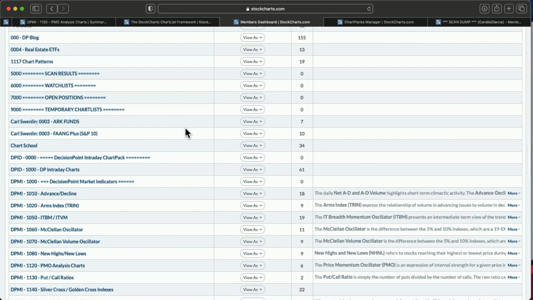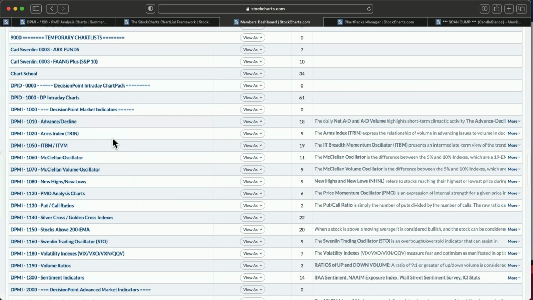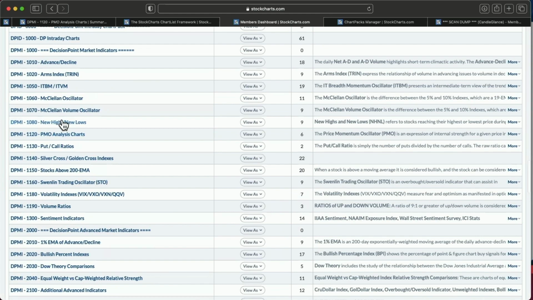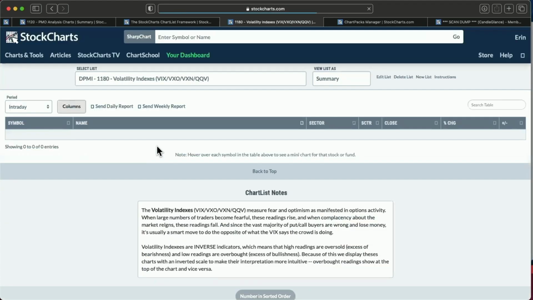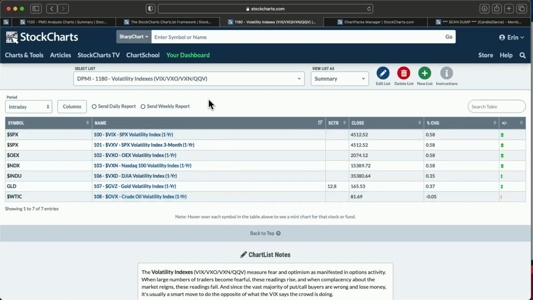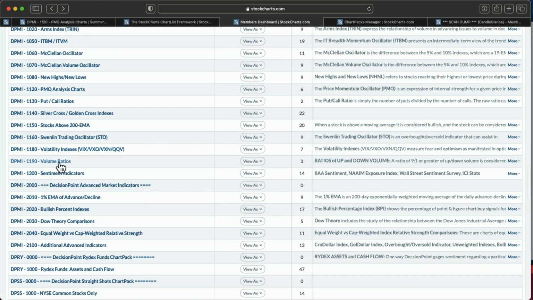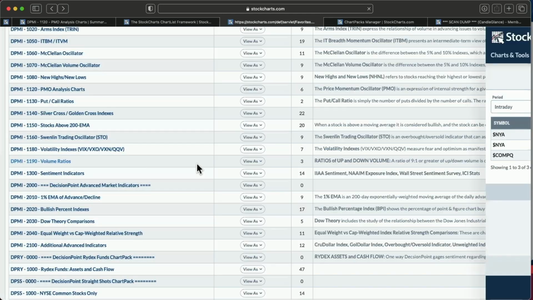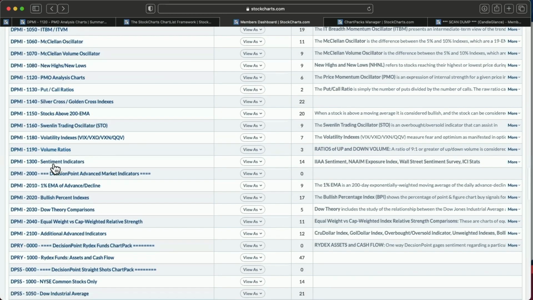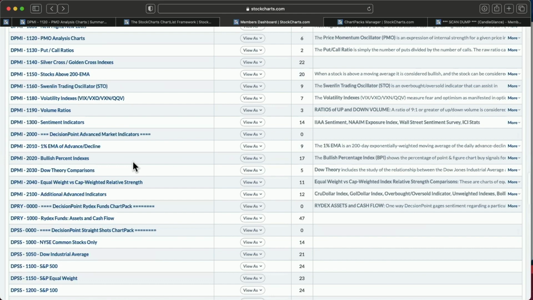So we looked at the intraday. We talked about the market indicators chart pack. And another one, like I said, any of these. We also have volatility indexes for all of these particular broad market indexes. And for gold and oil, we have volume ratios, which we're actually finding to be very, very helpful in determining market climaxes. And the sentiment indicators are also included in that particular market indicators chart pack. So definitely a good one to have.